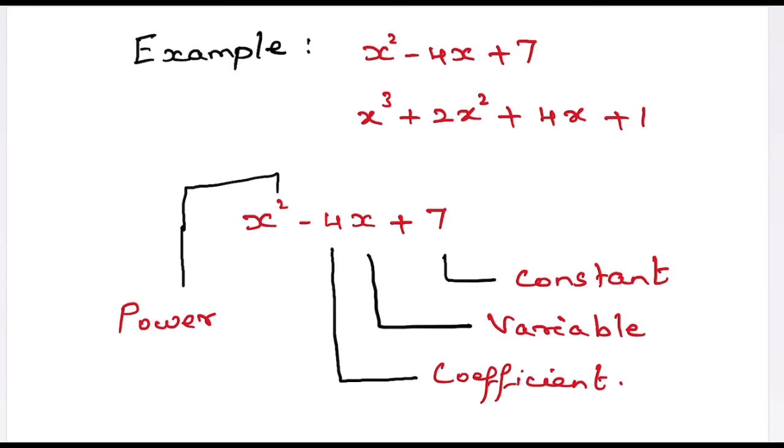Here in x square minus 4x plus 7, x is a variable, 7 is a constant, 4 is a coefficient, 2 is a power, and x square, minus 4x, 7 are terms. Plus and minus are arithmetic operations, so performing these operations is said to be a polynomial.